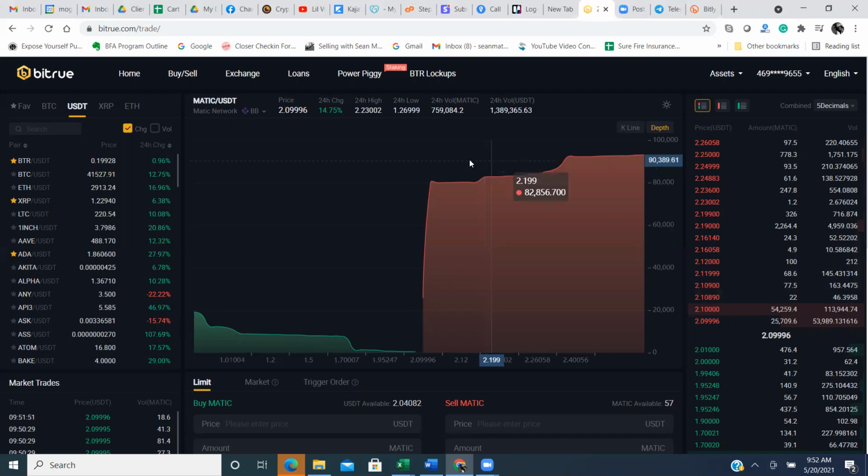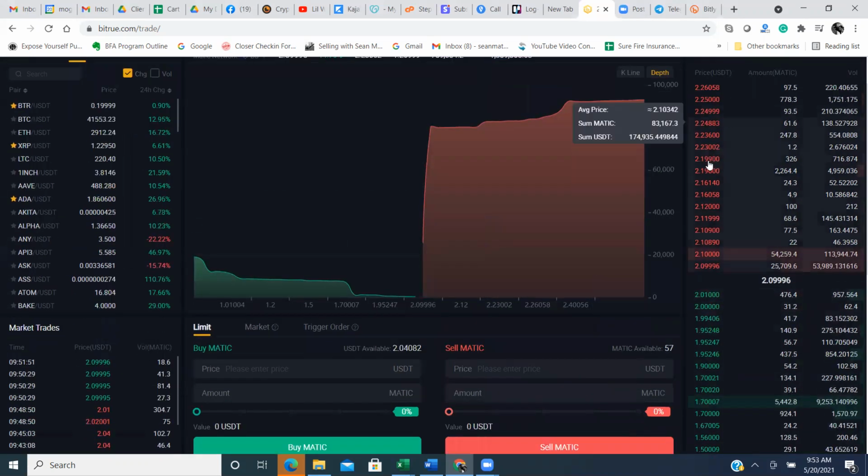And so what we're looking at here is the MATIC order book. And this is a sell wall. This is our seller side, this is our buyer side. And this is basically showing us what our buyers and sellers are bidding. And you can see there's no movement here, right? And that's on purpose by this guy.